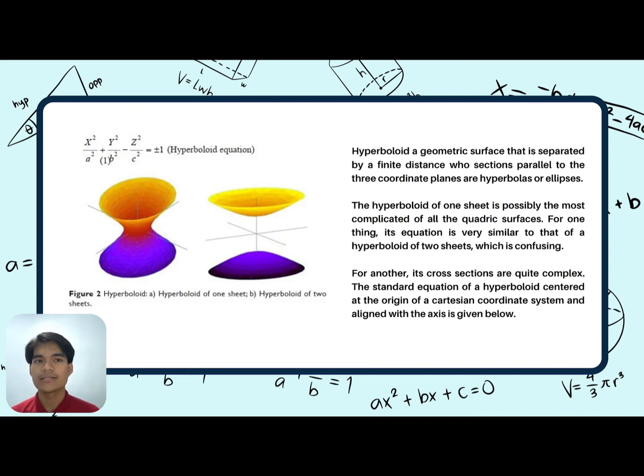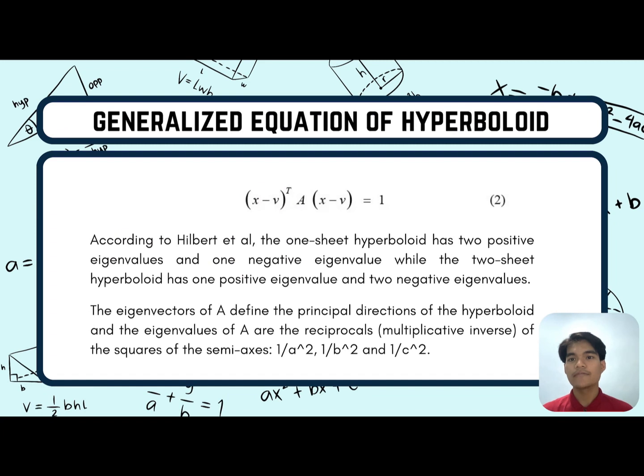We can see the general equation of the hyperboloid in the slide. For the hyperboloid of one sheet, it is equal to positive 1, and for the hyperboloid of two sheets, it is equal to negative 1. For the generalized equation of the hyperboloid, we can see the equation in the slide, where (x minus v) transpose A (x minus v) is equal to 1.